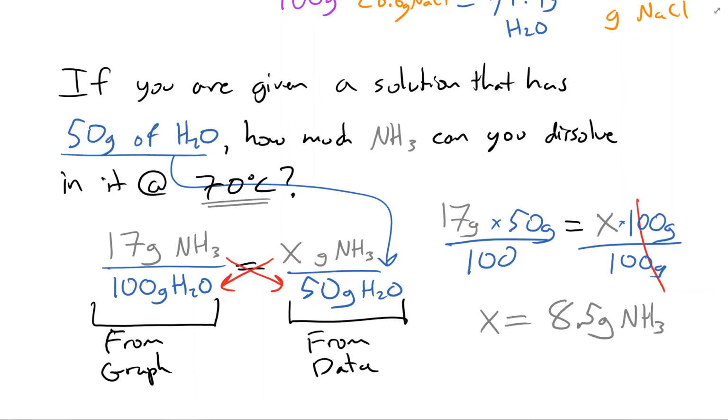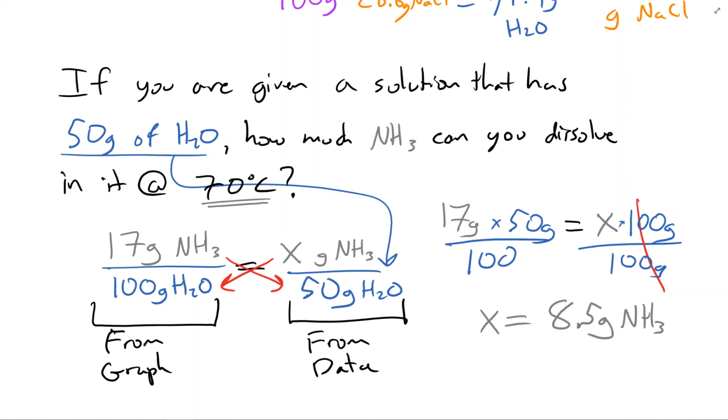So these are the ways that we can do these problems. Always remember you're setting up a proportion, one side the graph, the other side the data from the question, and always be very careful and pay attention to, is it giving you grams of water or solvent, or is it giving you the actual grams of the entire solution, right? So that's pretty important, and these are for liquids.